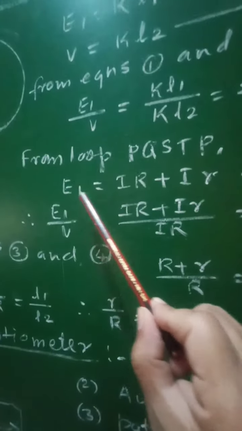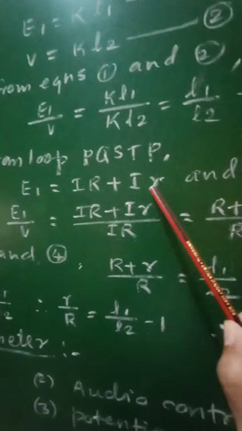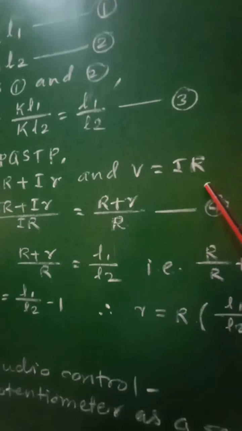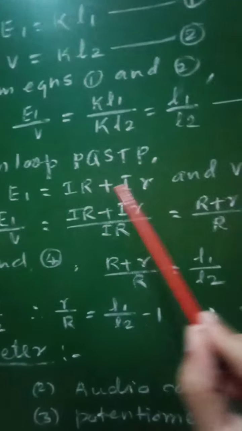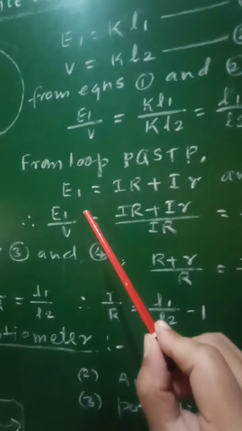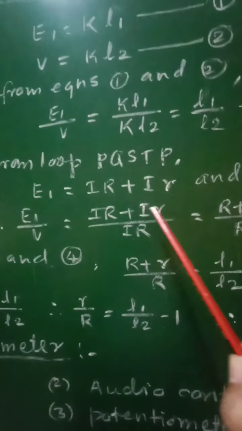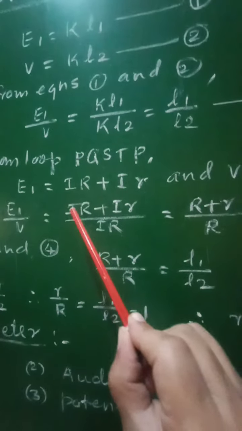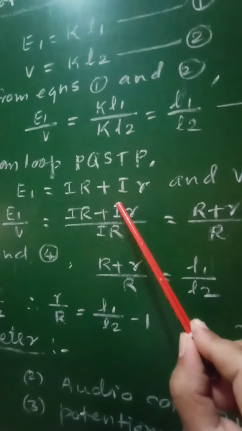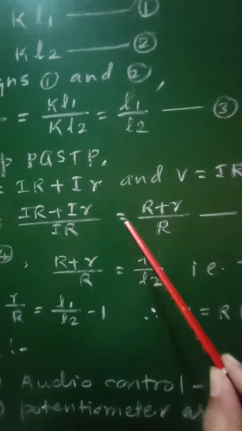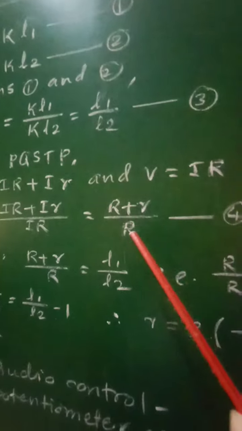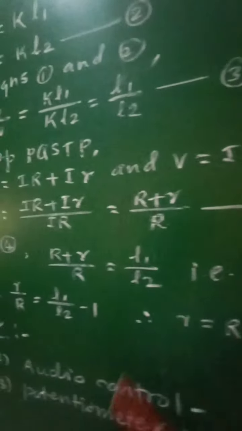So EMF of the cell is equal to IR plus Ir, and potential difference of the cell will be equal to IR. Again, taking the ratio of these two equations, we will get E1 by V equal to IR plus Ir upon IR. I will be taken common from the numerator, and it will get cancelled with this I from the denominator. Hence, we will get R plus r upon R as equation number 4.